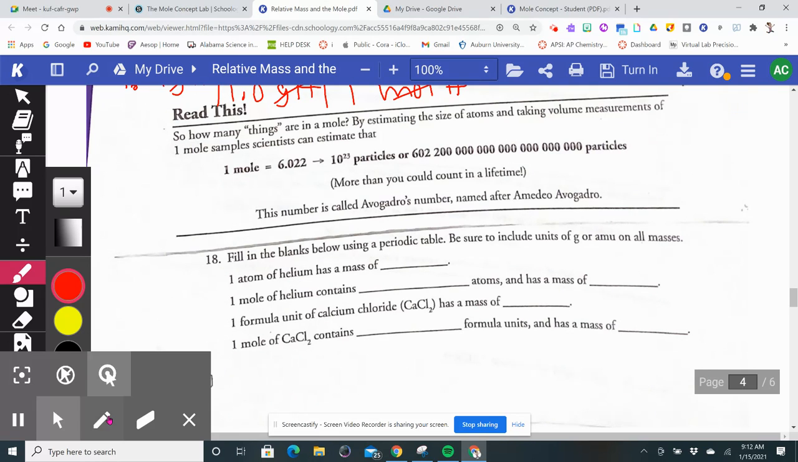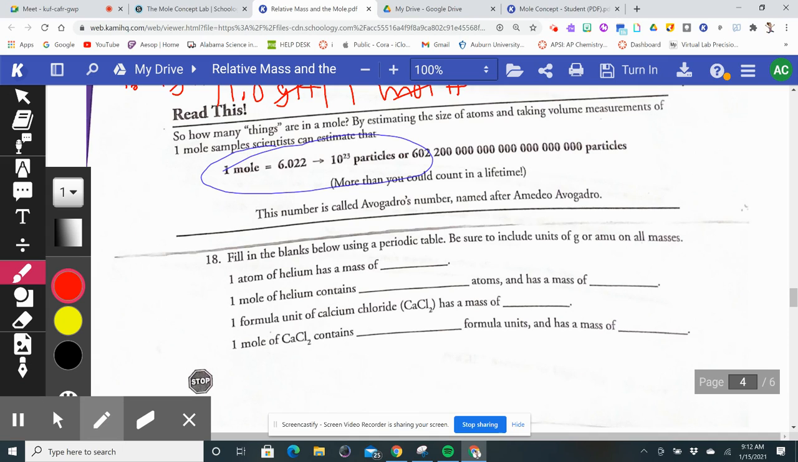One mole: make sure you star this or highlight this, because you need to memorize that. I will not be giving you that information. One mole is 6.022 times 10 to the 23rd. You have to memorize that number. 6.022 times 10 to the 23rd is equal to one mole. This number is called Avogadro's number, named for Amadeo Avogadro.